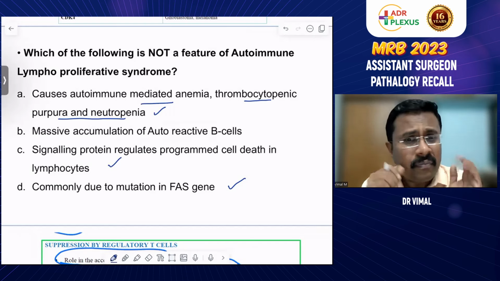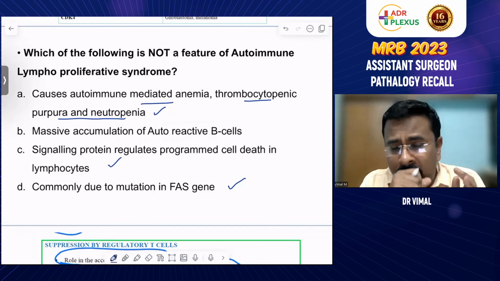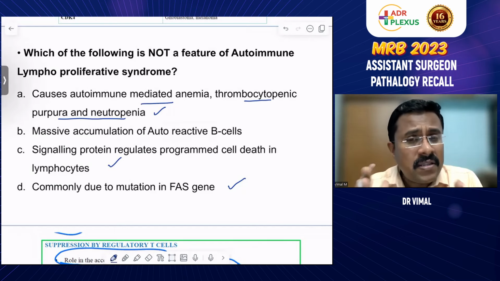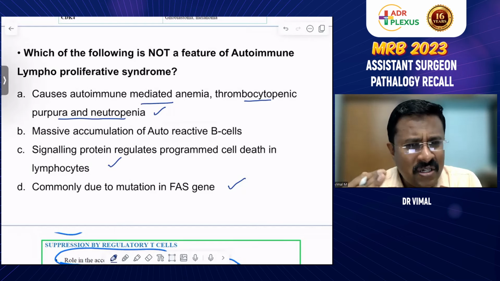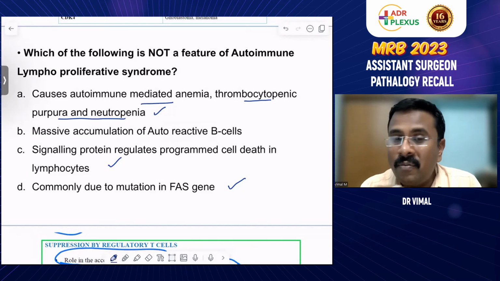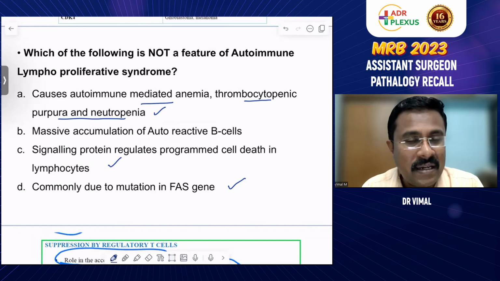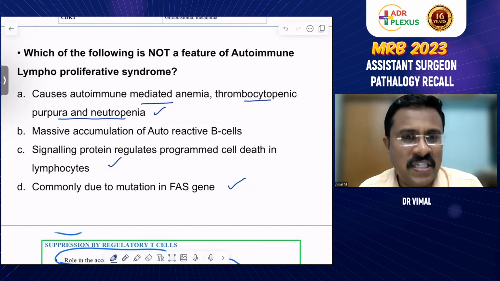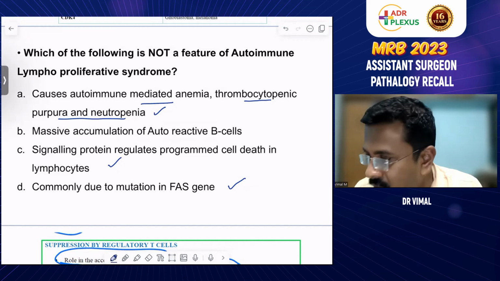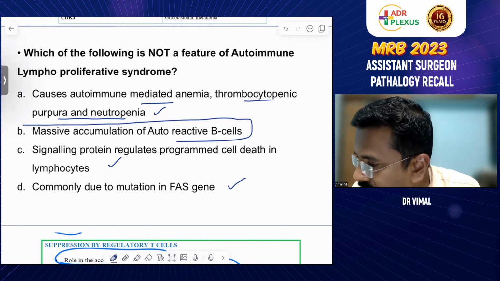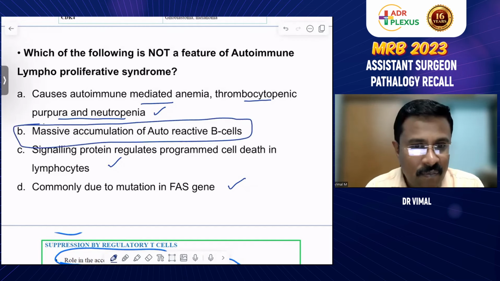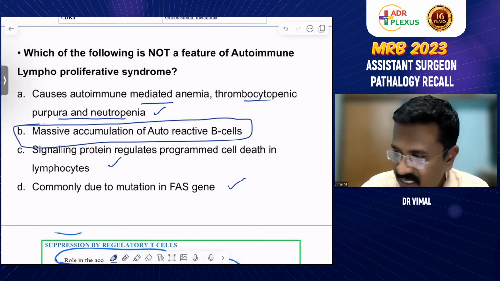But please, guys, be careful. Because of this autoimmune destruction, the destruction of the cells occurs, but there is no accumulation of autoreactive B cells. B cells are not accumulated in this autoimmune lymphoproliferative syndrome. Yes, so the option which has to be chosen by you people is massive accumulation of autoreactive B cells.